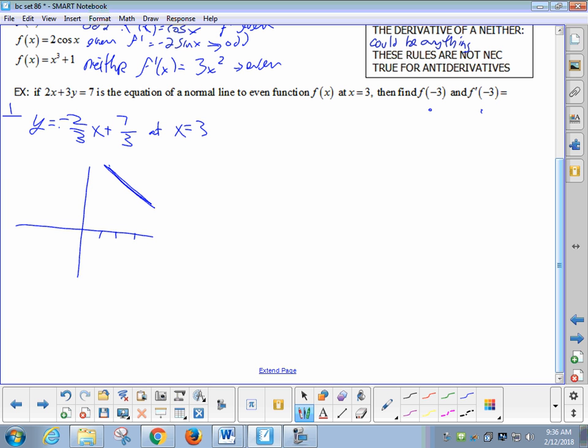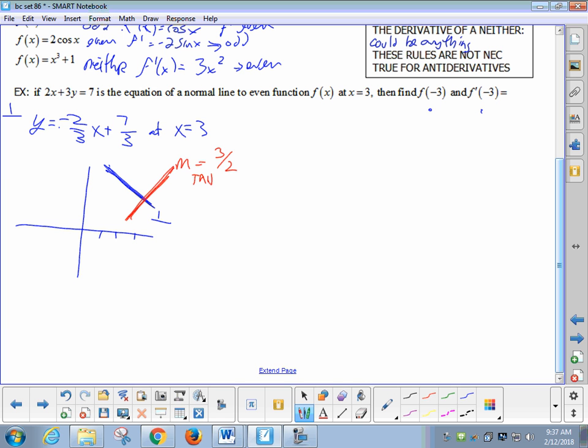Here's the normal line, which means the tangent line would be here, up 3 over 2. Is that 3 over 2? Do you all agree so far, even though we haven't even touched the even or odd component? You with me? Yes. Okay.